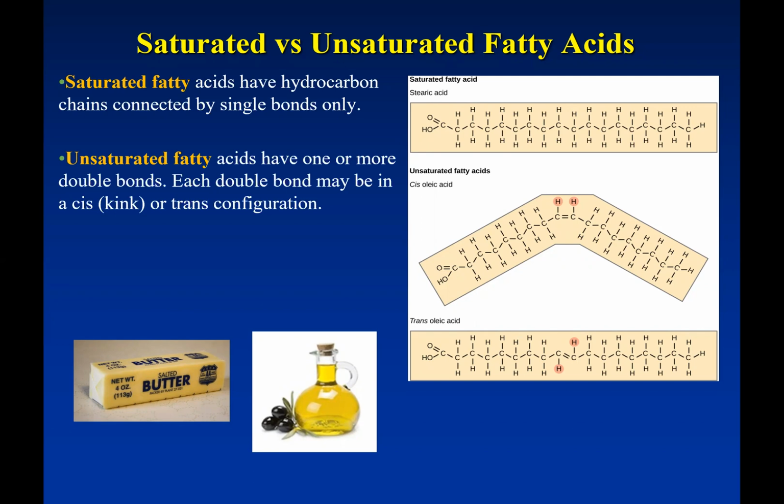And it can either be in a cis configuration, see both the hydrogens are found on the same side, or in a trans configuration. But in the cis configuration, what happens is when there is a double bond, the shape of the molecule will change. So instead of the molecule being straight, it will form a bend in it. There's a kink in it. And because of the kink, the molecules can't stack up on top of each other.